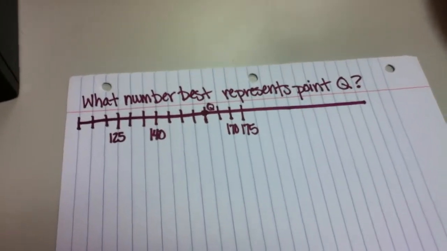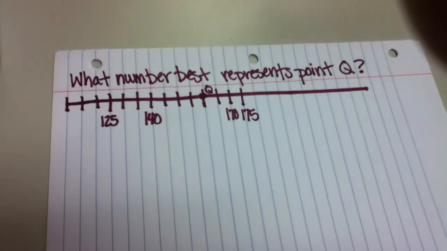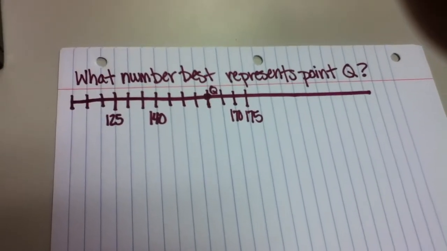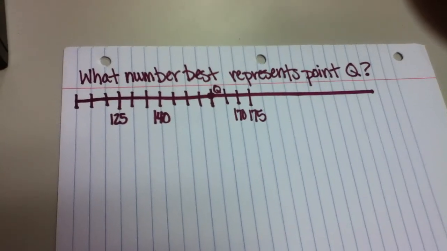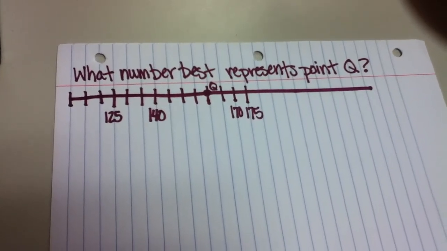Today we're going to be looking at number lines and the ways that your child will be asked to read a number line. We talk about number lines as just a tool that organizes numbers for us, and it gives us a little snapshot of where numbers are organized.